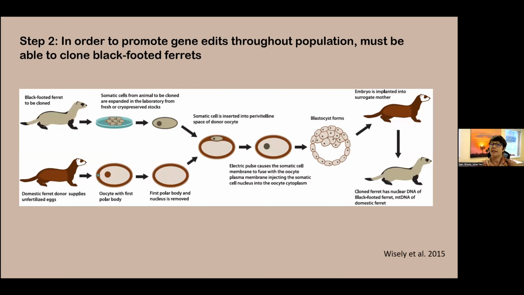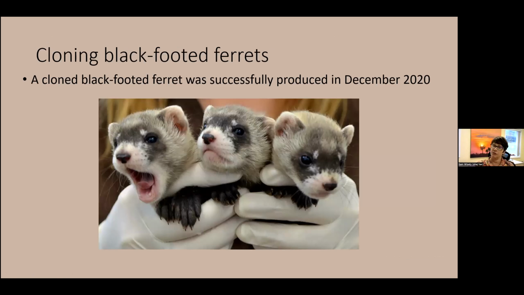But step two, in order to get it into black-footed ferrets, you actually have to clone ferrets. And so this is something that's being done for conservation purposes as well, but it would also be needed for making a transgenic ferret. For lots of reasons, including the fact that they have very complicated reproductive biology, as well as the fact that there just aren't that many black-footed ferrets, you need to use domestic ferret eggs, insert the black-footed ferret genome into that egg, create a blastocyst, which grows up into an embryo. You plant that into a surrogate domestic ferret, and if you're lucky, you get a cloned black-footed ferret. And so that is the basis for cloning a black-footed ferret. And that step has actually been successfully done. So a cloned black-footed ferret was produced in December 2020.